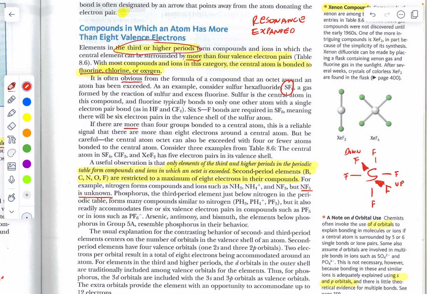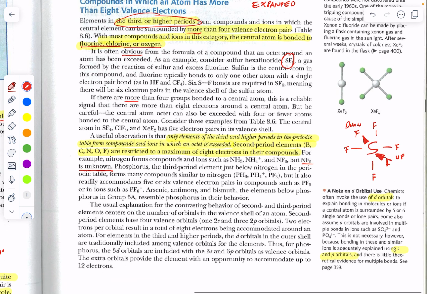So when there are more than 4 groups on your central atom, we're going to have this thing called expanded valence. And usually expanded valence, you notice that when we start to see it, we're talking about elements on the right side of the periodic table, including inert gases, not helium or neon, but argon and beyond. You can get expanded valence.